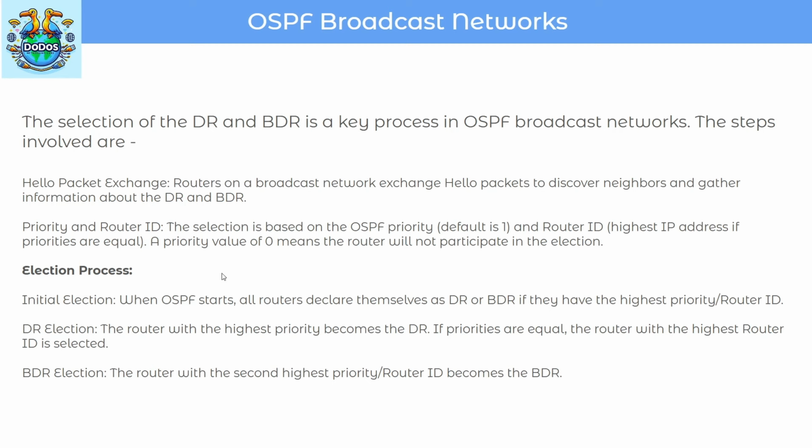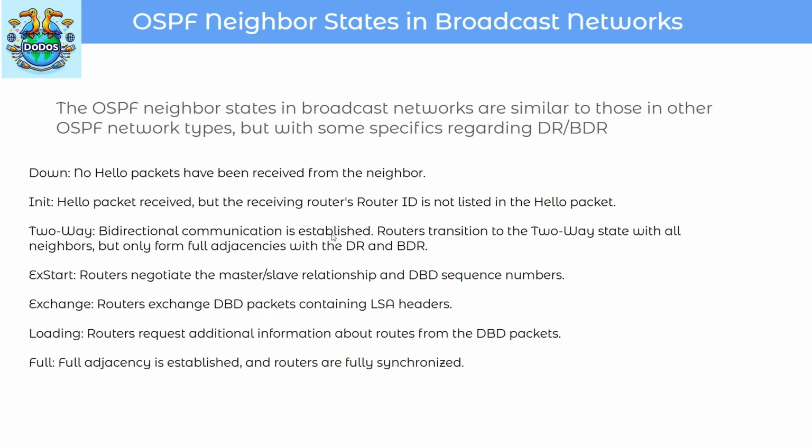So the election process is the initial election. When OSPF starts, all routers declare themselves as the DR or BDR if they have the highest priority or router ID. The DR election is the router with the highest priority becomes the DR. If priorities are equal, the router with the highest router ID is selected. Then the BDR is the one with the second highest, and that one becomes the BDR.